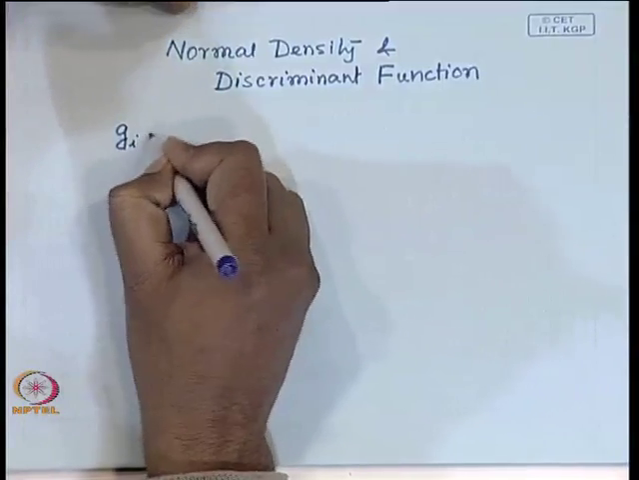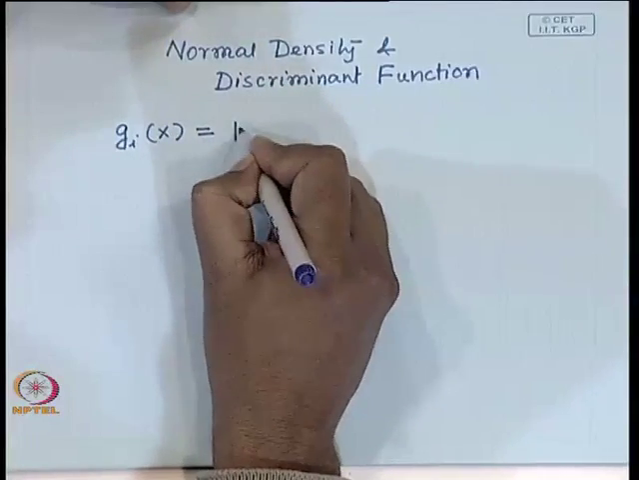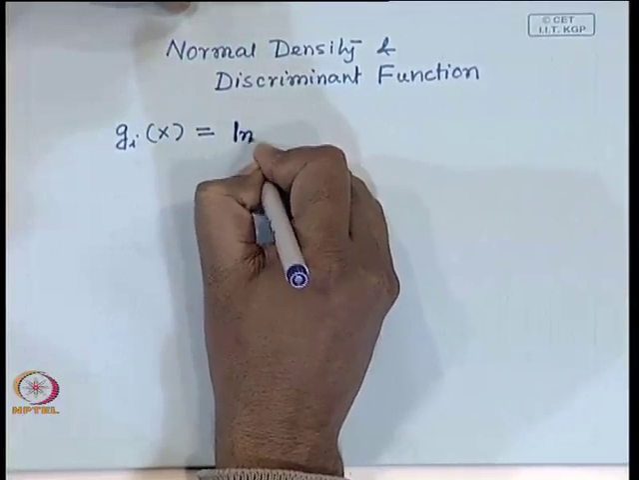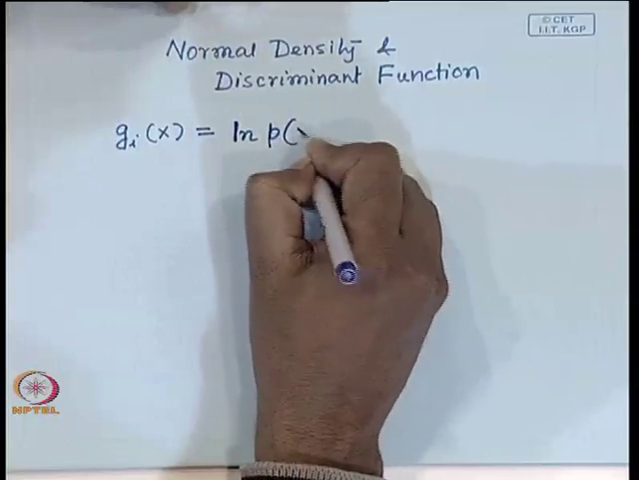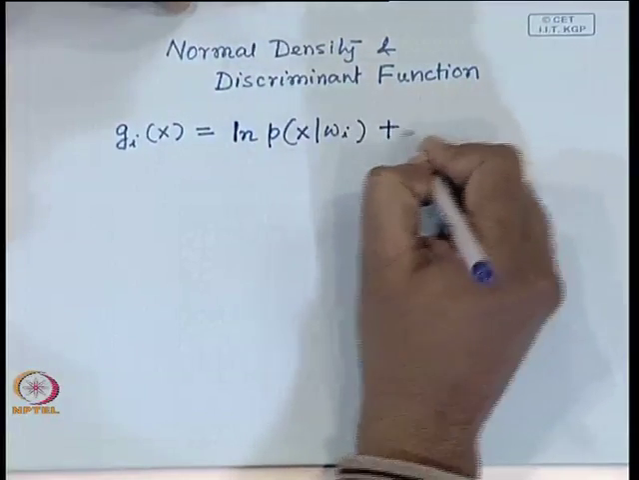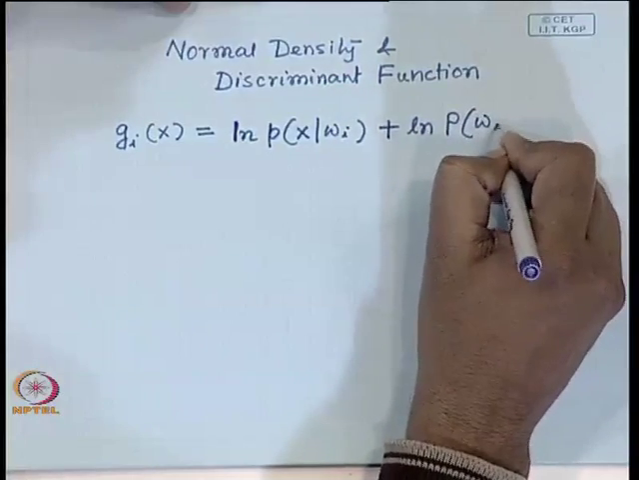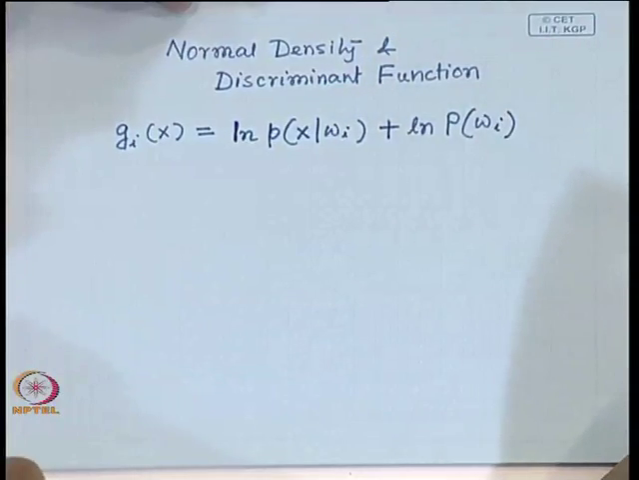So, in the last class we said that the discriminant function is given by g_i(x) = ln p(x | ω_i) plus log of the a priori probability, that is P(ω_i), where ω_i is the ith class.